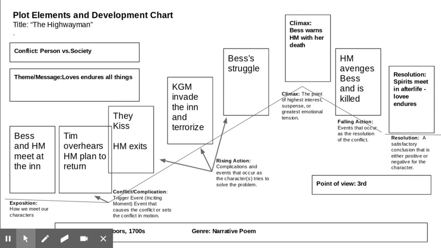In the 1700s, outlaws could be shot without being innocent till proven guilty. They could be shot on sight. So 1700s out in Britain in the moors.